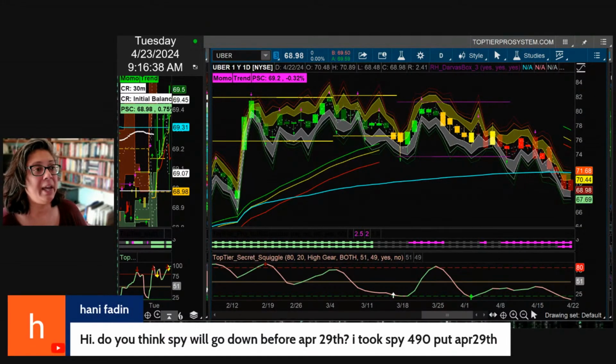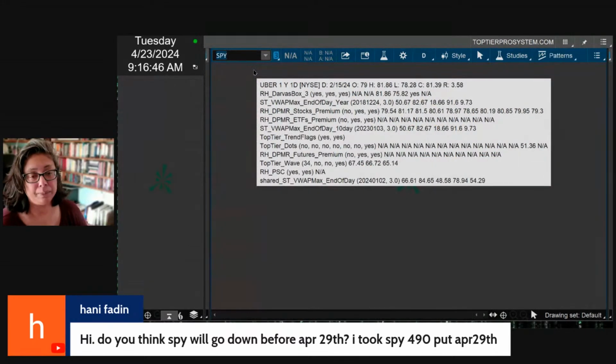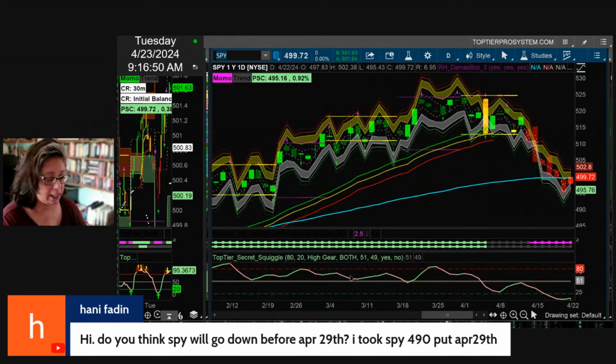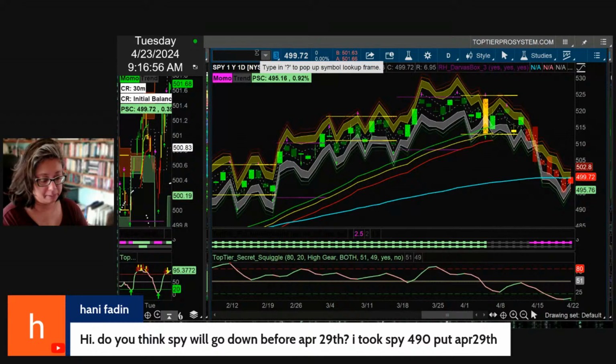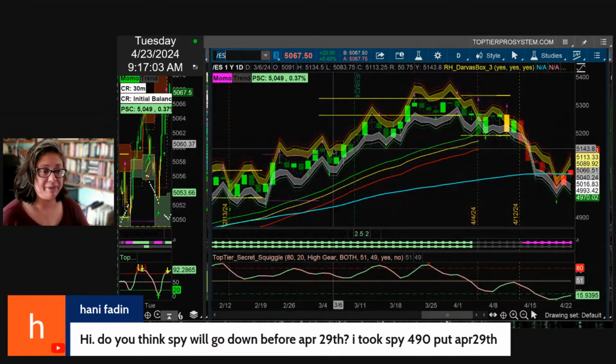All right. Do I think SPY will go down before April 29? Let's see what it's doing now. So SPY is really an ES conversation. April 29 is a fairly near-term expiration, so 6 days from now. And it's not a matter of, do I think it's going to go down?